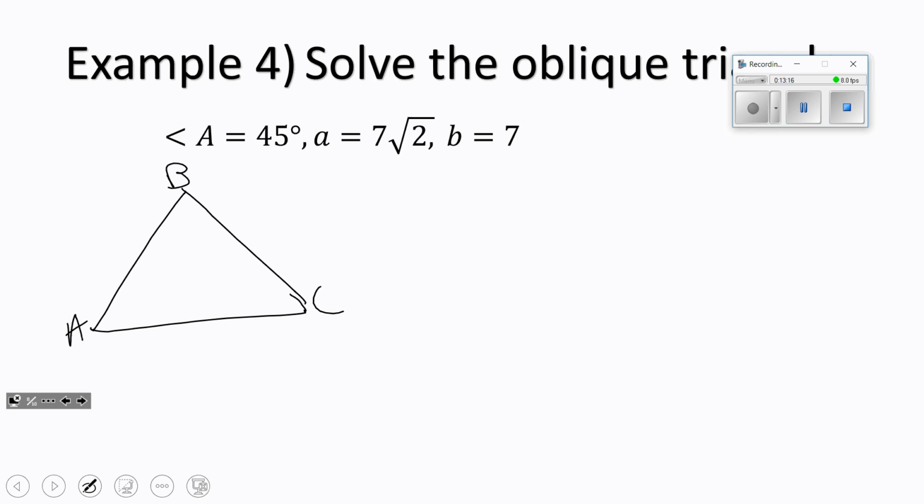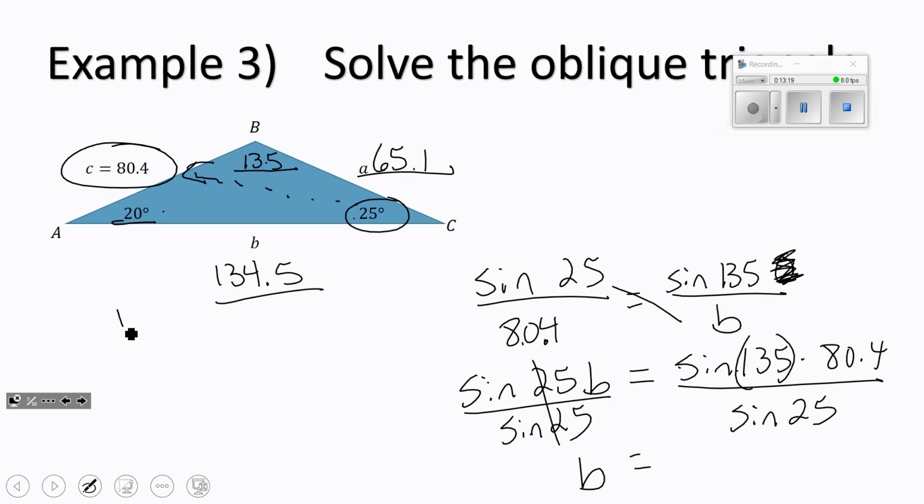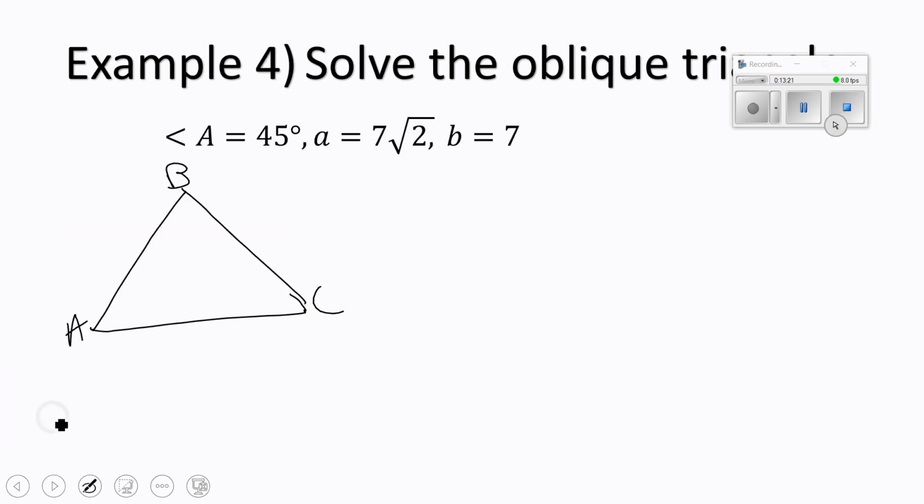So I'm going to make this 45 degrees. We know the side opposite is 7 square root of 2. And we know the side opposite here is 7. So where are we going to have to start on this one? Well, I'm going to have to use A, obviously. And I've got this side of B, so I'm going to have to start with finding angle B. Do you understand that?